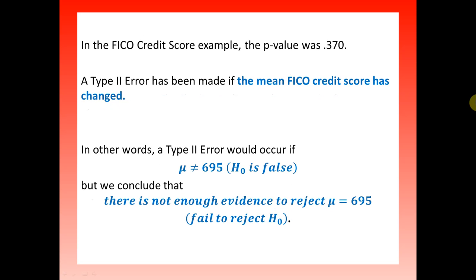In the FICO credit score example, we had a big p-value, 0.37, so we didn't reject the null, and that leaves open the possibility of making a type 2 error, which would happen if, in reality, the mean FICO credit score had changed, but based on the p-value we had, we didn't have enough evidence to throw that null hypothesis out.